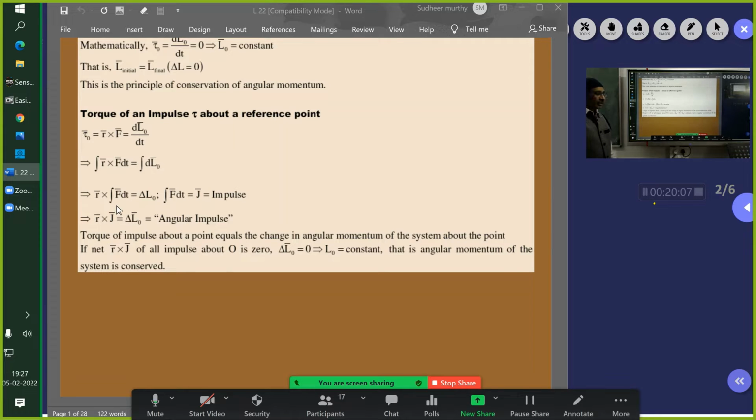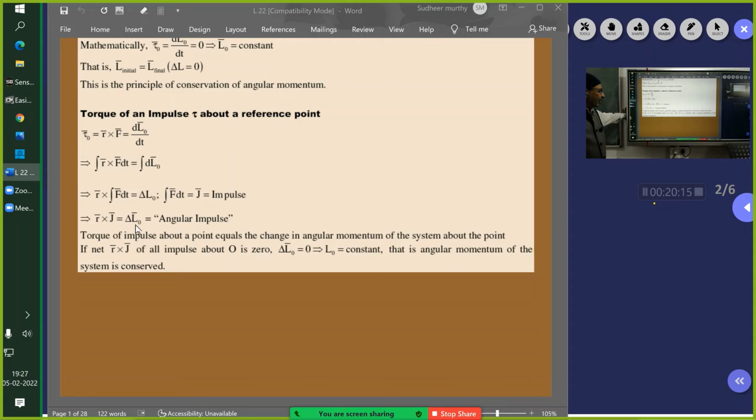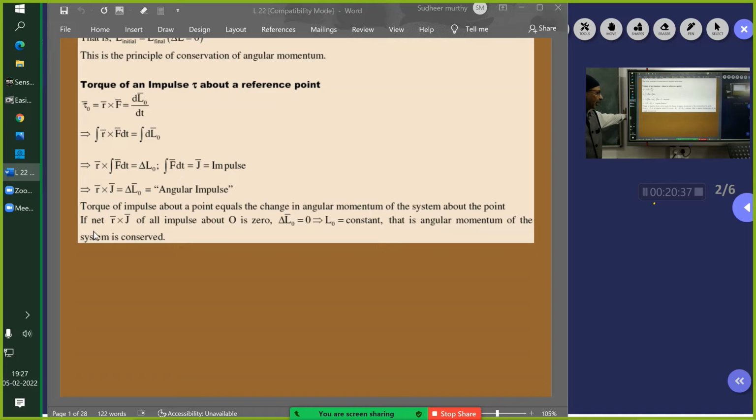Integration F bar dt we call linear impulse. So this is angular impulse, just multiplied by R cross. R cross F bar is torque. R cross P bar is angular momentum. R cross J bar is angular impulse. Got it now? So this term should be simple. The torque of an impulse about a point equals the change in the angular momentum of the system about that point.